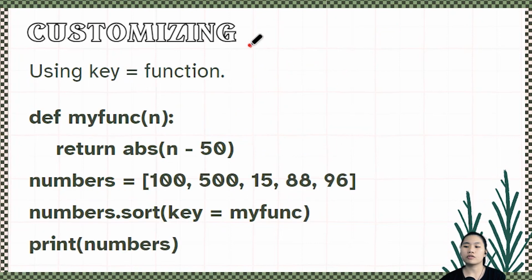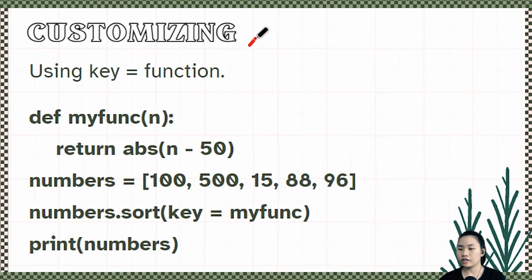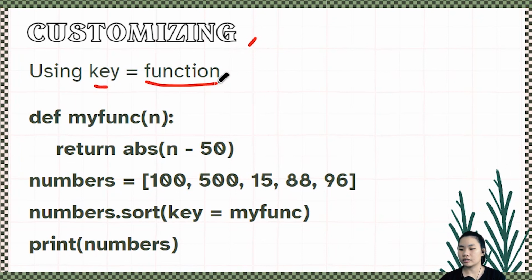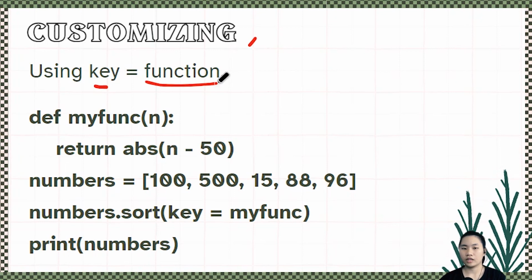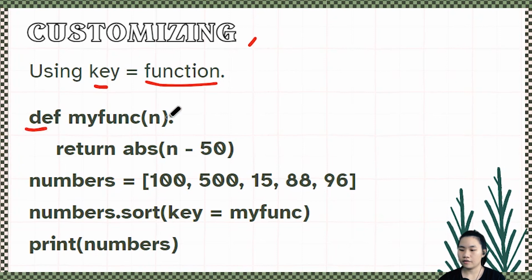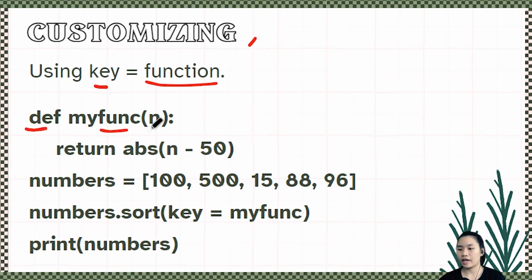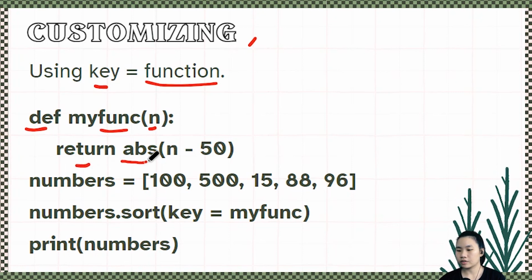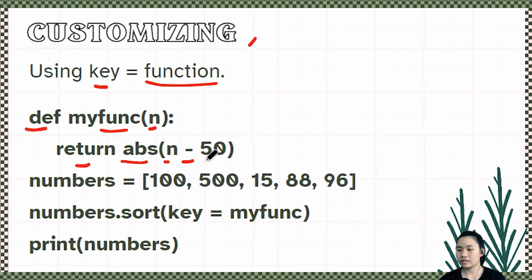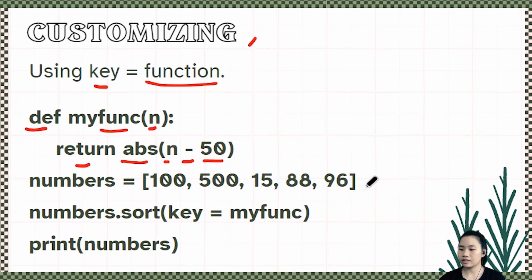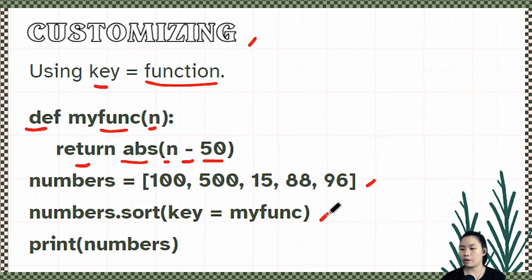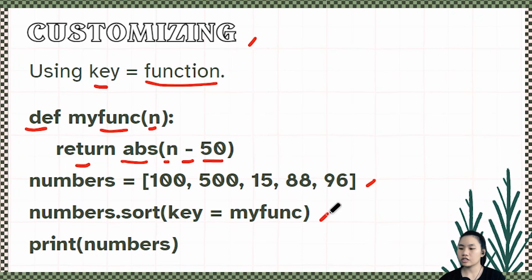Now, another thing is that you can customize your sort function using key equals function. Now, obviously, with a function in the parameter, you do have to write your own function. Here I have def myfunction, and we'll pass the argument of n. Return abs(n - 50). And I have a list of numbers with the sort method passing the parameter key=myfunction.